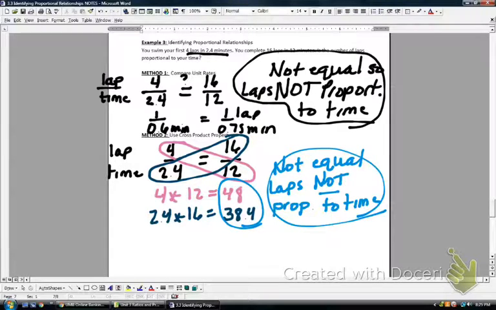So the point of this example is it doesn't matter which method you use, you're going to be able to tell whether it's proportional or not. And like I said before, there are sometimes when you might want to just simplify, and there are sometimes when you might want to use cross product. Go ahead and look at the on your own, pause the video, do the on your own, and then you can come back and check.